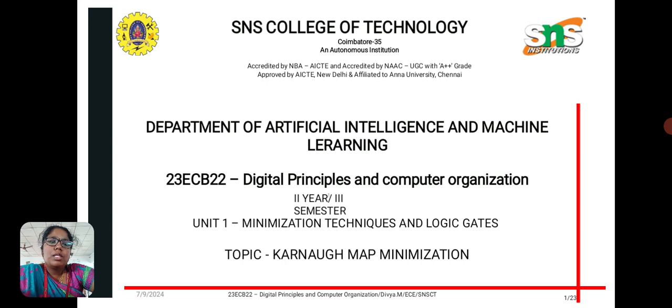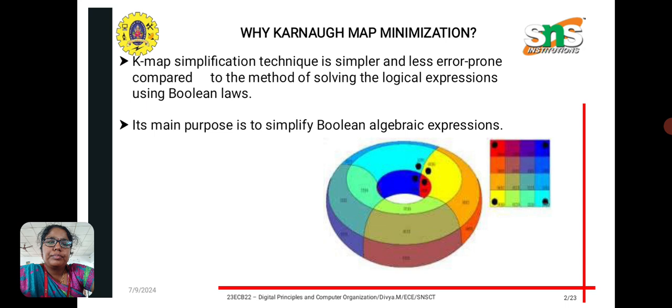Now we are going to discuss the K-map, that means the Karnaugh map minimization technique. Why Karnaugh minimization? The K-map simplification technique is simpler and less error prone compared to solving the logical expression using Boolean laws. Its main purpose is to simplify Boolean algebraic expressions.